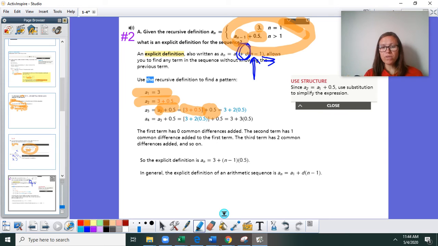In order to do this explicit function, then we're going to start with 3. That's our a sub 1 from above. We're going to take our n minus 1 times a half. Now, if you're like, but what if we distribute this? So let's do a little more work right here.